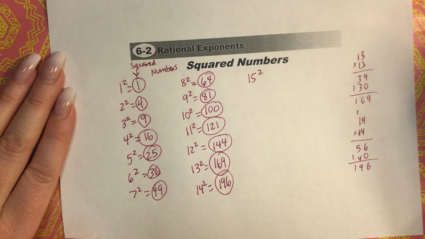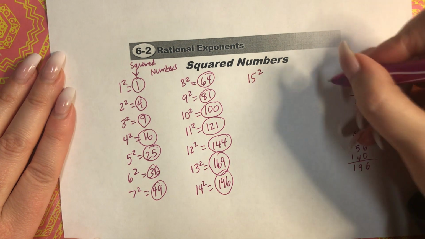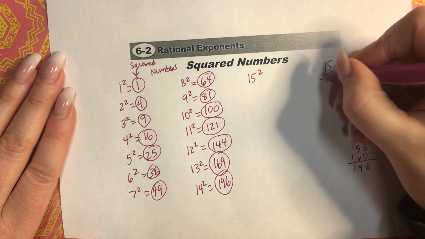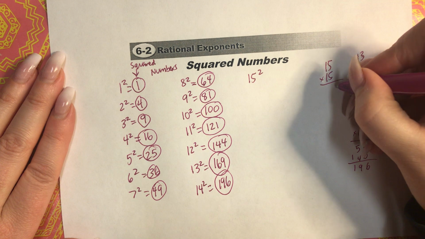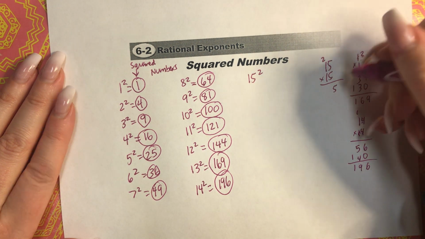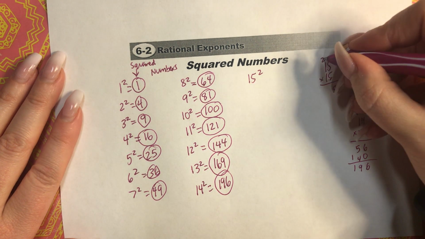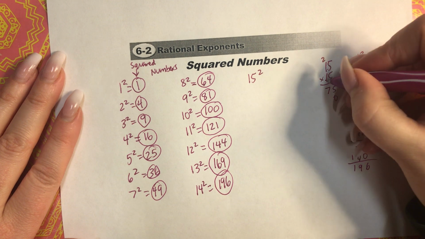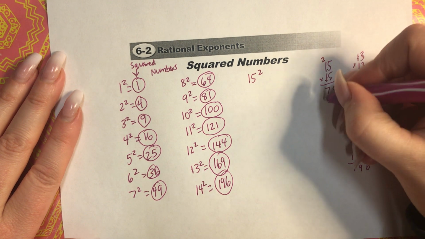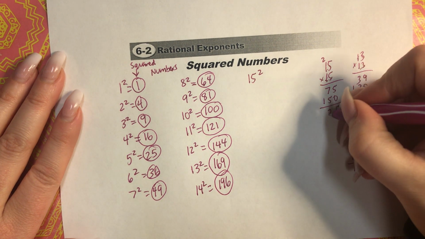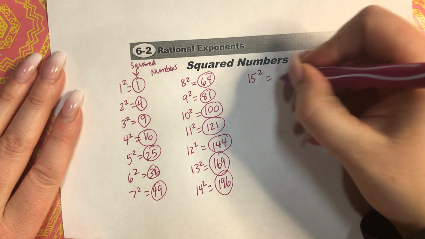15 squared. I really think it's 225, but let's just double check. 5 times 5 is 25. Carry the 2. 5 times 1 is 5 plus 2 is 7. There's a 0 there. 5, 1. Yeah, 225.